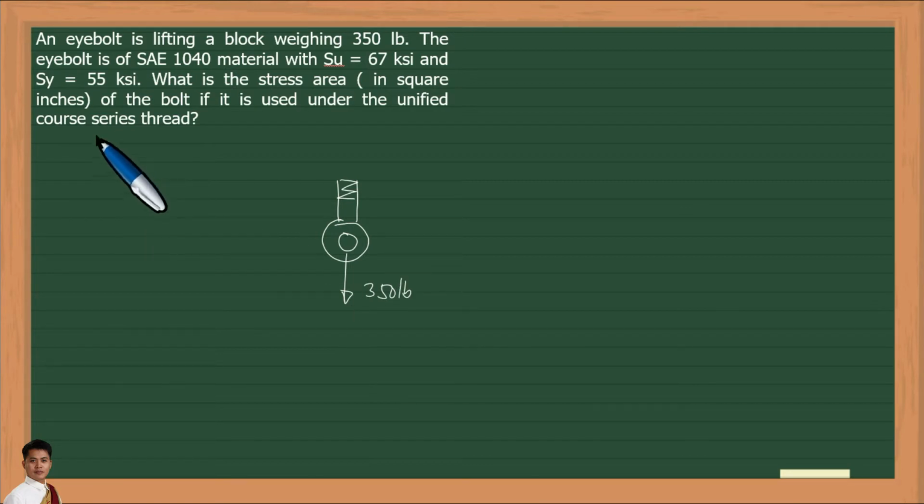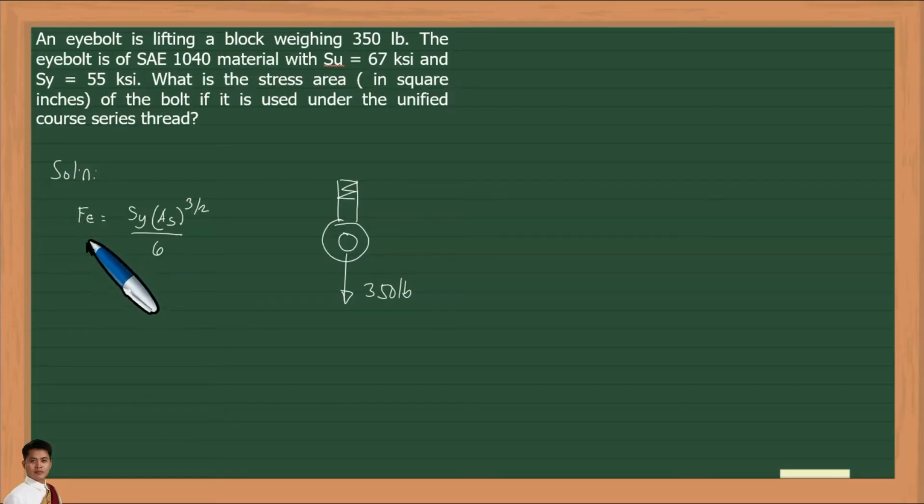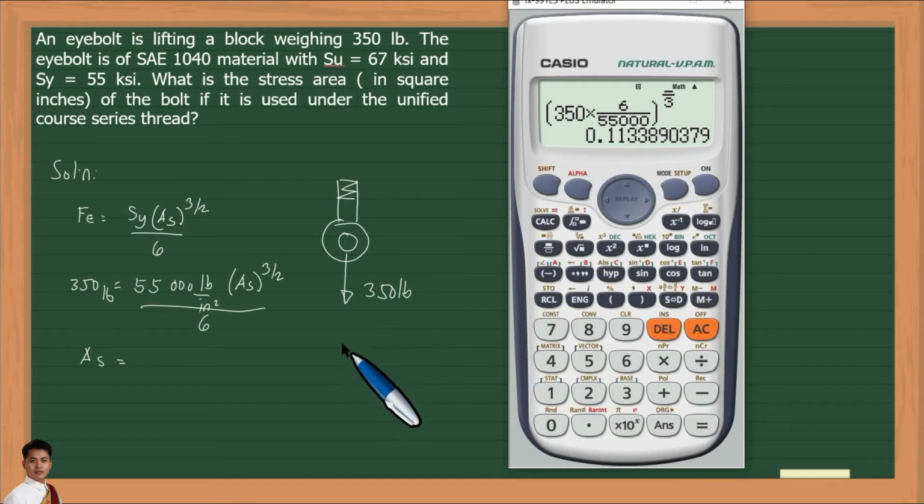So, hahanapin natin yung stress area. So, gamit yung ating formula from the table of pairs. So, ang isusolve natin dito ay yung A sub S. Substituting FE. So, ang FE natin ngayon dito ay yung 350 pounds. And then yung SY, so ilagay natin 55,000. So, masosolve natin yung A sub S dito na 0.1134 square inch.